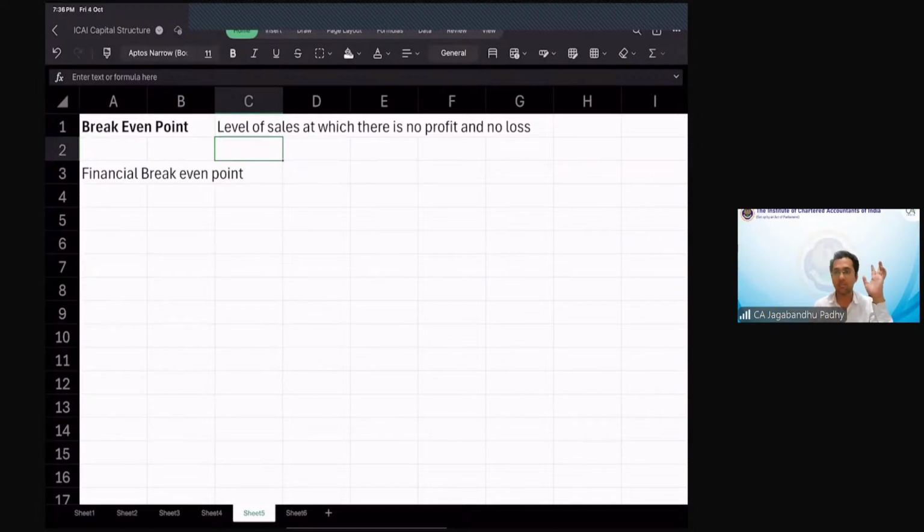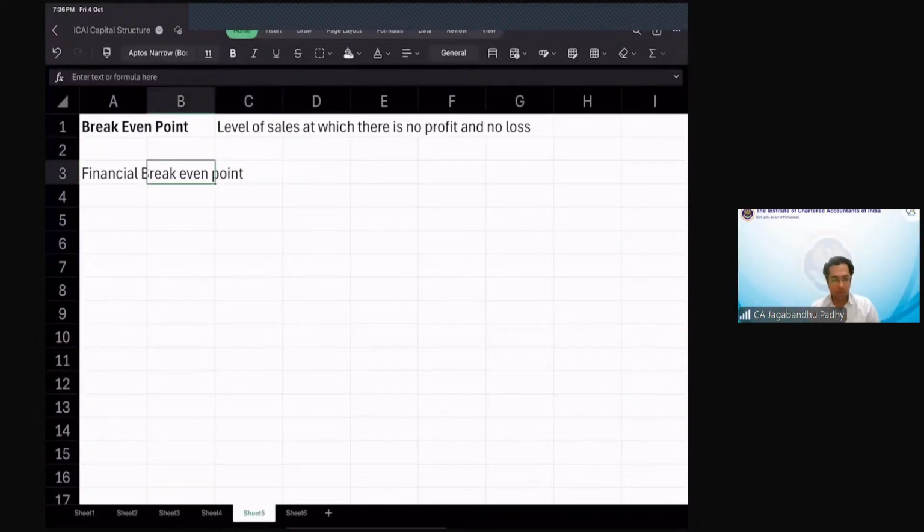So just don't blindly say always that break-even point means no profit, no loss. It's very premature to answer this. You should always say that break-even point is that level of sales at which the company earns zero profit or zero loss.